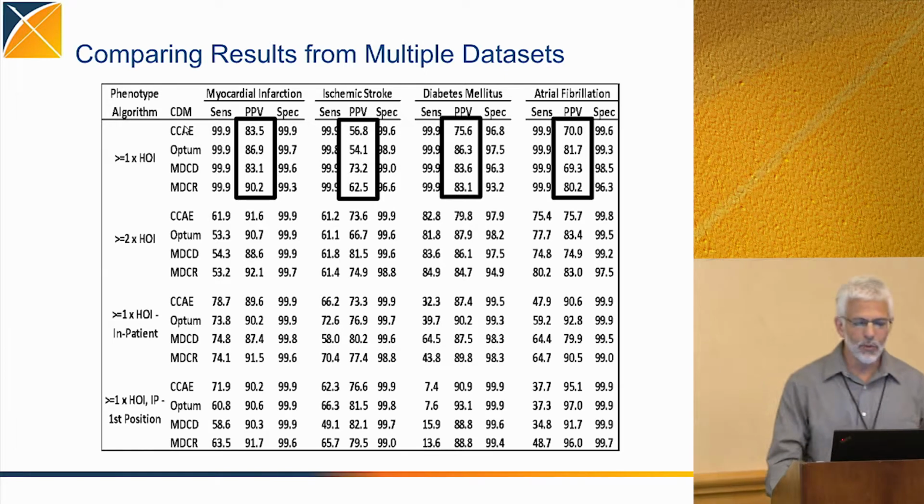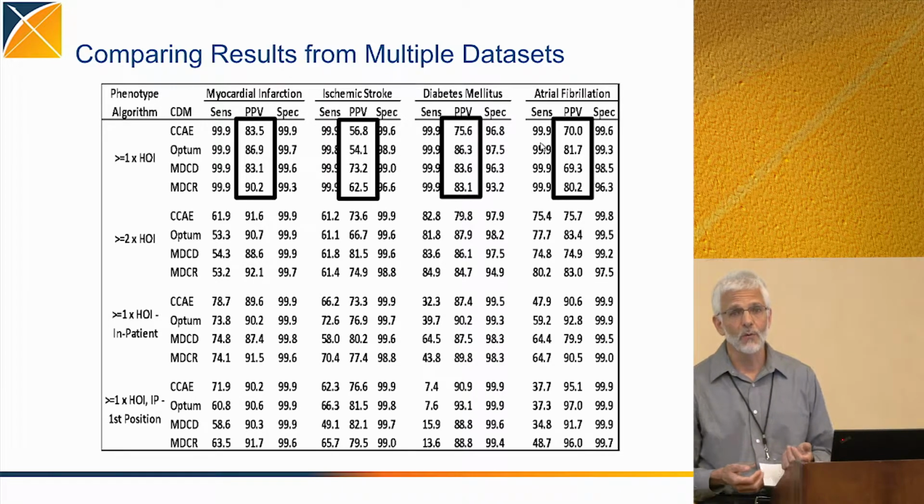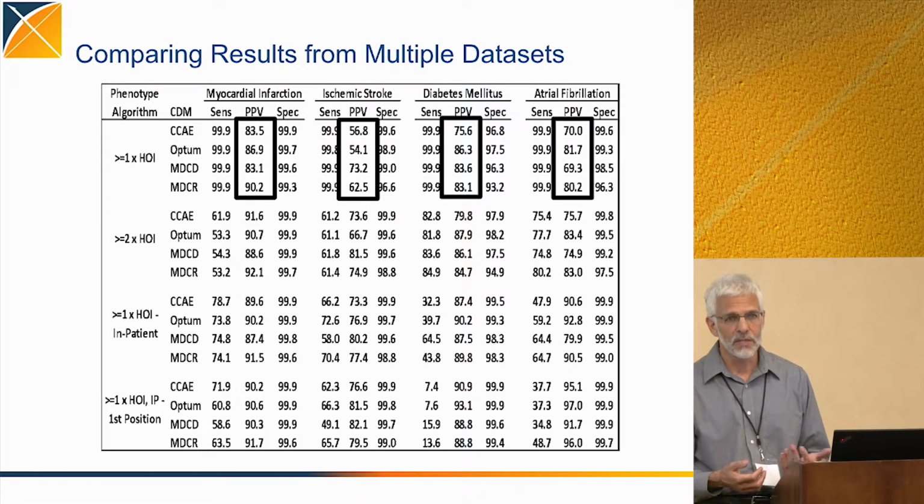This is an important point. This is the CCAE data set, which is the younger people under 65. Medicare is people over 65. With that same algorithm, the one-time health outcome of interest, you see a higher PPV in the Medicare than you do in CCAE. And that's true across the board. You see higher numbers here. That shows you how PPV is a function of prevalence in the database.